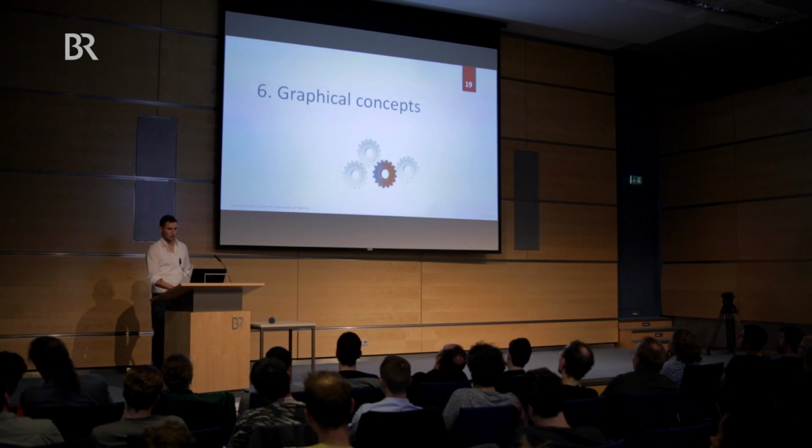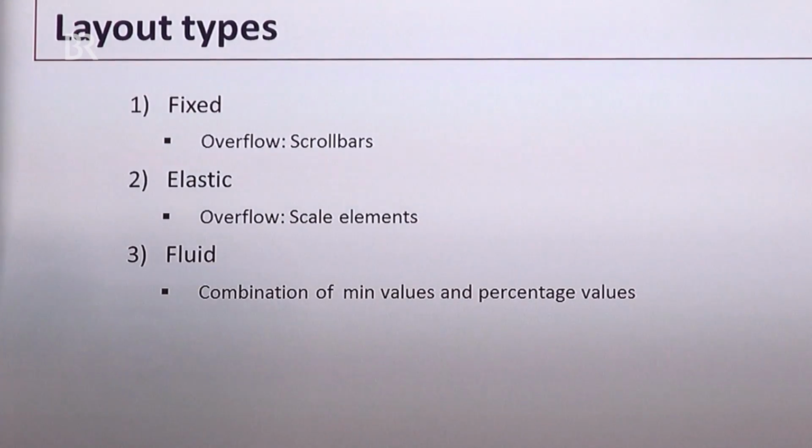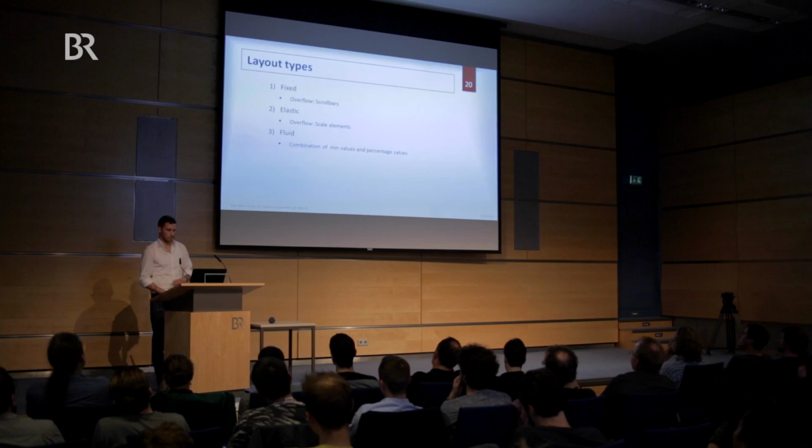Now I come to the graphical concepts. I got 3 layout types you can choose. First is the fixed layout. This is just if there's an overflow, the browser will give you some scroll bars. Then the elastic layout. This is scaling down elements. It's making the size a little bit smaller so that everything is on the screen. And the next thing is the fluid layout. That's the basic thing you know from HTML. You can set min-widths, you can set percentage values, and so on.